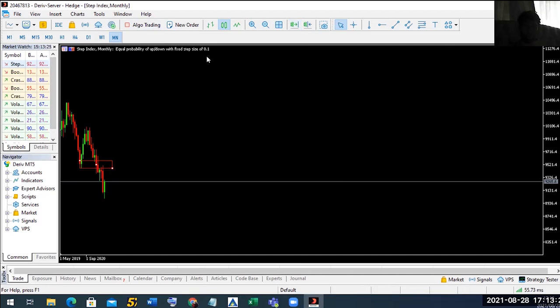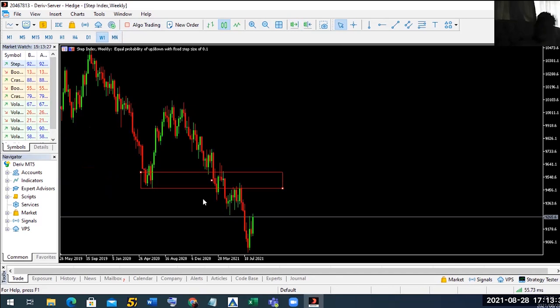But look, from the little that we can see, there's a definite downtrend here since about May 2019, right? So it's not surprising that this weekly demand here did not work.